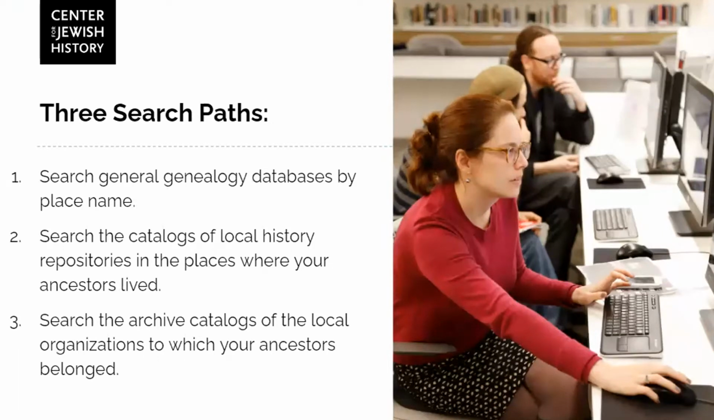So today I'm going to cover three major search paths that you can use to find relevant local history resources. One, searching general genealogy databases by place name. Two, searching the catalogs of local history repositories in the places where your ancestors lived. And three, searching the archive catalogs of the local organizations to which your ancestors belonged or were involved with in some way.